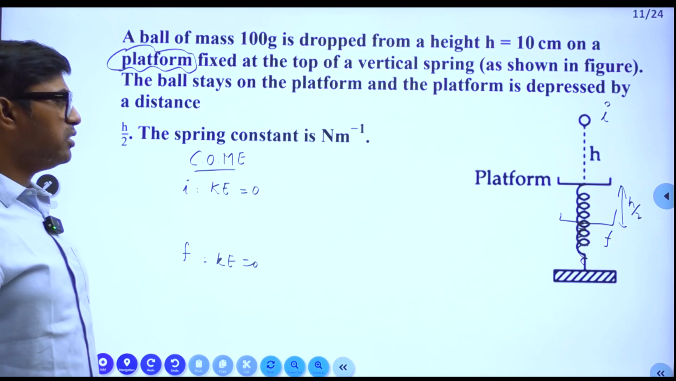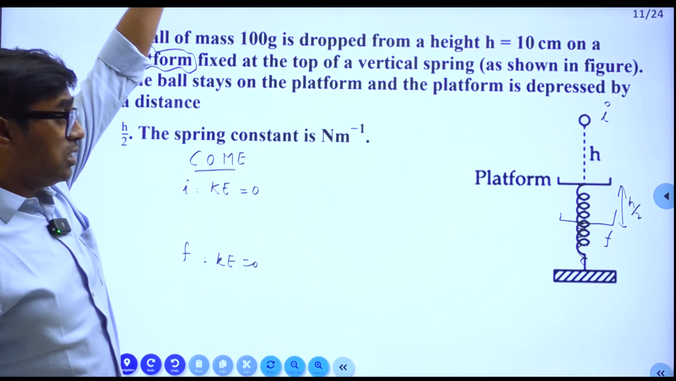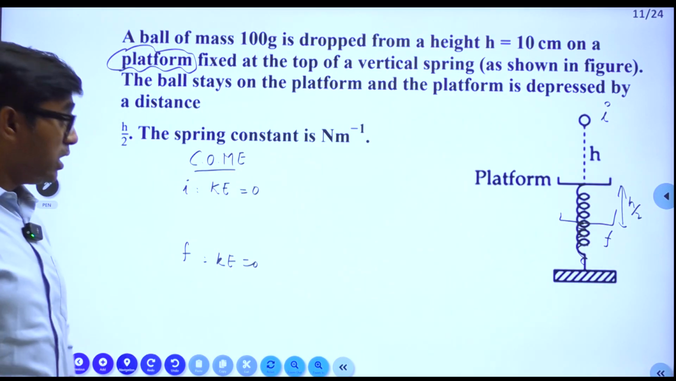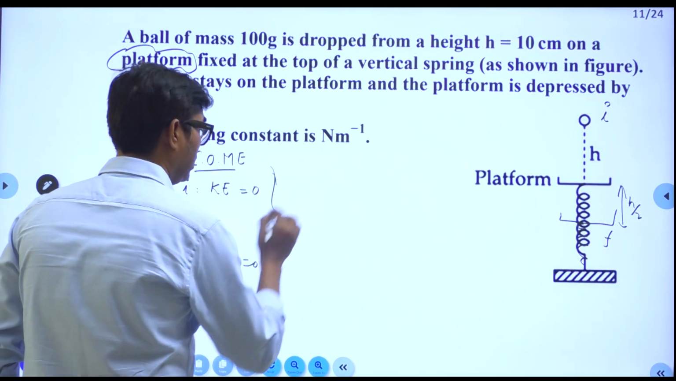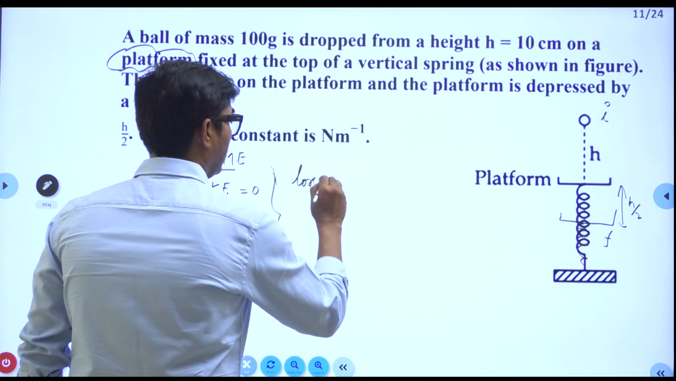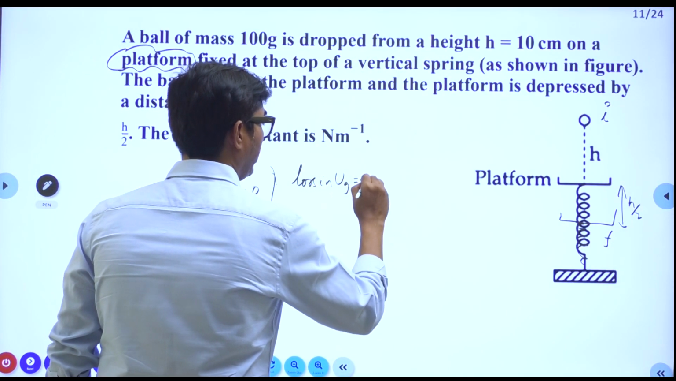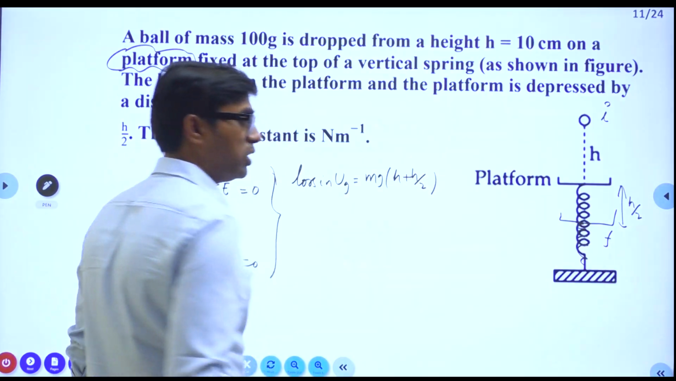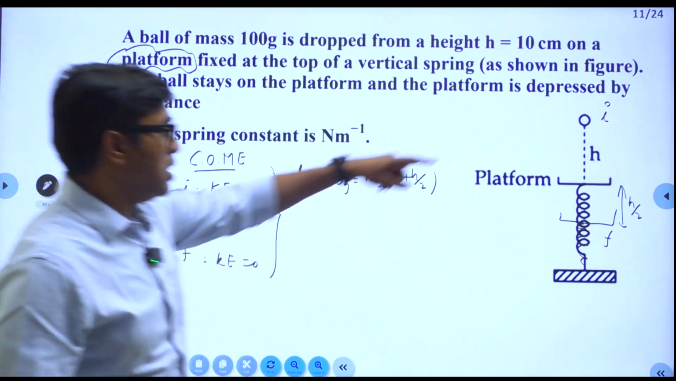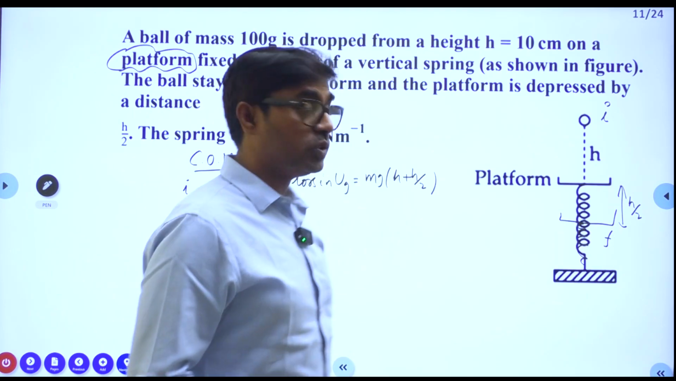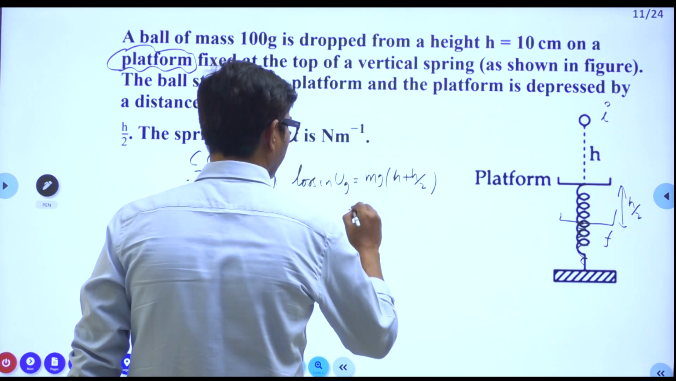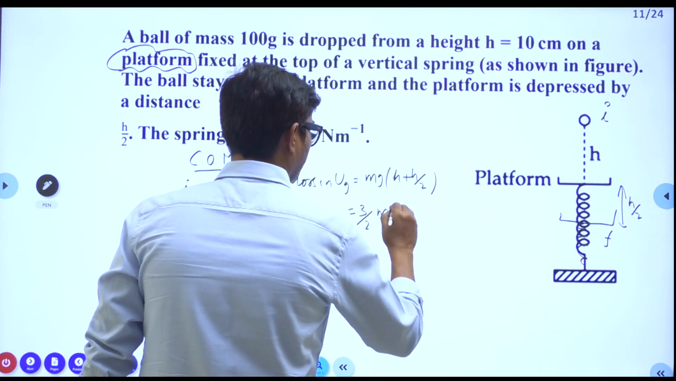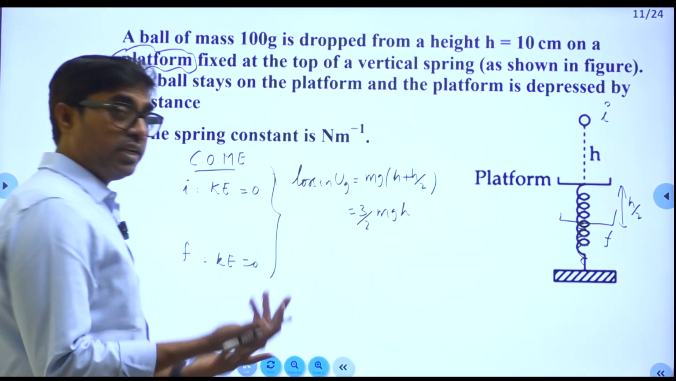But if you look at gravitational potential energy, initially it is at a certain height, finally it has fallen down. So there is a loss in gravitational potential energy. That will be mg into (h plus h by 2). Please note, h plus h by 2, it is not h. It started from there and has gone down to there. So that is the loss in gravitational potential energy, which is 3 by 2 mgh. Kinetic energy is not changing.